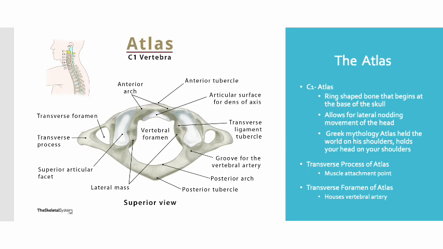And then there's the transverse foramen, which houses a vertebral artery and vein, and it's in the same place as it was in the cervical vertebrae. So the transverse foramen is the hole on either side, the vertebral foramen is the middle, and the transverse process is the little projection off to the side. And remember, the atlas is your C1. It's your very first vertebrae, and it articulates with the occipital bone of your skull.